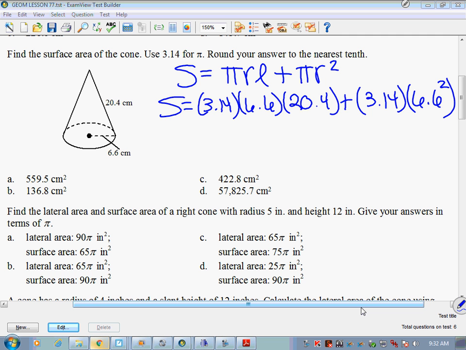Let's see, Matt's got an answer. What did you get? Okay, what is it? 559.5 centimeters squared. Did anybody else get that answer? Some of you others are working that out. Okay, you want to get 559.5.